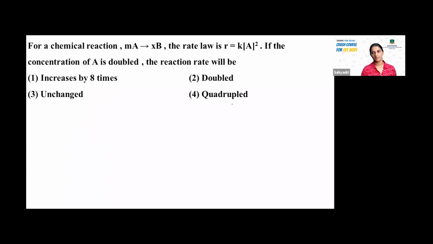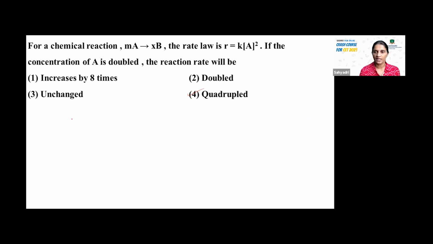R naught by 2. Here R naught is taken as 100. Option four. Many of you are giving option four. Some of you have given two as the answer. For a chemical reaction, the rate law is K into A to the power 2. If the concentration of A is doubled, the rate of the reaction is, doubled to the power 2, 2A to the power 2 becomes 2 square, 4 times it is increased, right? So the answer is quadrupled. Quadrupled means increased 4 times, correct?